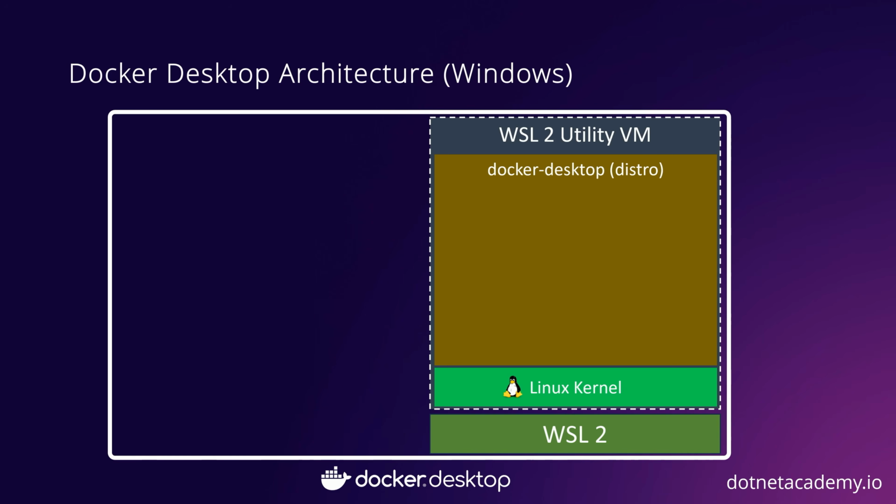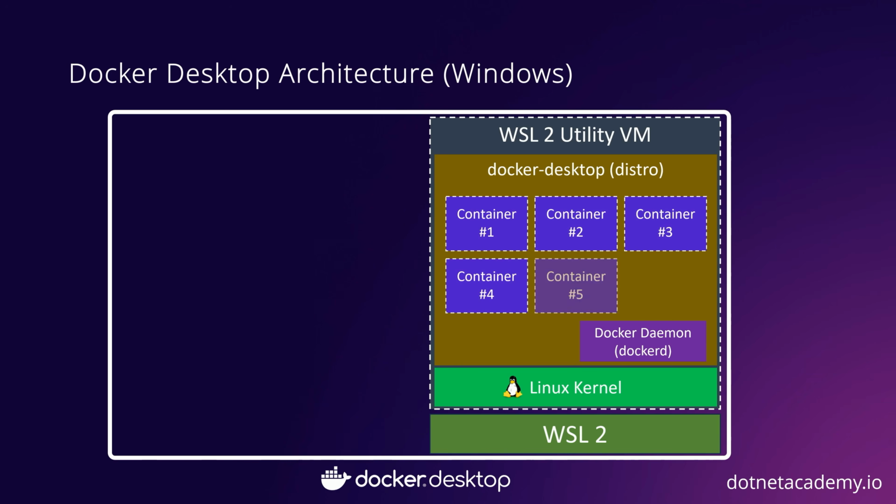Here, we will find the Docker daemon, also known as Dockerd. This is the core process of Docker, which manages all your containers, images, networks, and volumes. It listens for commands and executes them. Here is also where you are going to find your containers, the isolated environments where your applications run. They share the Linux kernel, but have their own separate file systems and processes.